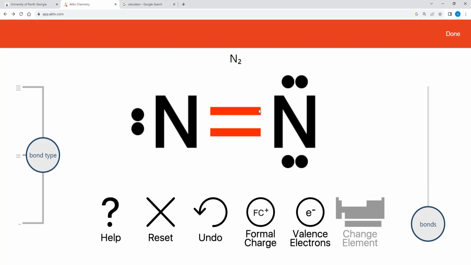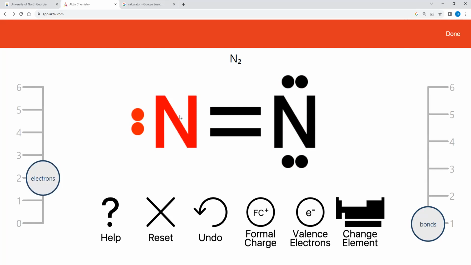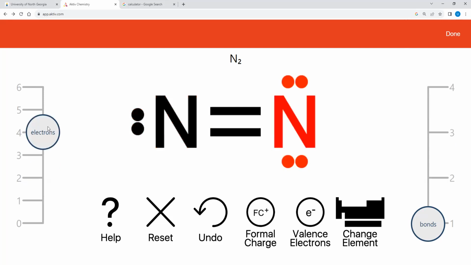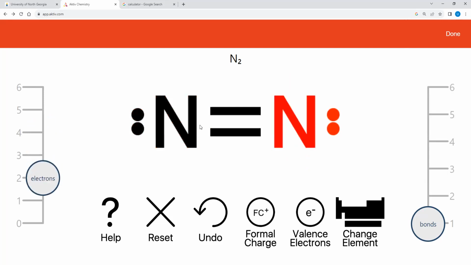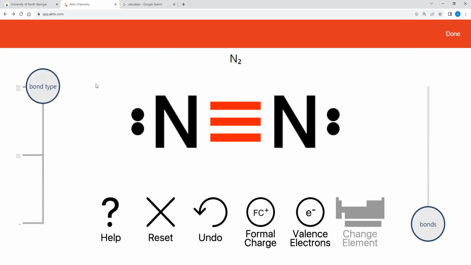But doing that just once isn't really enough yet, because this left nitrogen still only has 6 electrons. So I need to do that one more time, taking 2 more electrons off the right nitrogen to make a triple bond between those 2 nitrogens. And now both nitrogens have an octet. It took a triple bond to do it.